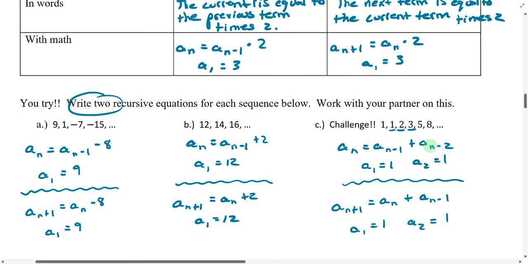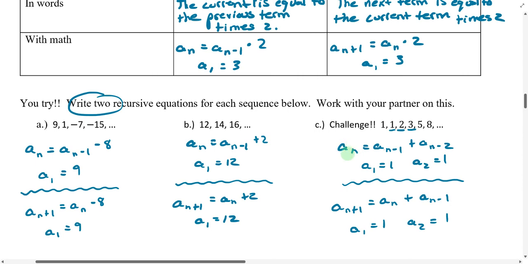And then here's the previous term, right? So if n minus 1 takes us 1 step back, then n minus 2 would take us 2 steps back. So this would be the previous term, then the one before the previous term, and we want to add those to get our current term, all right?